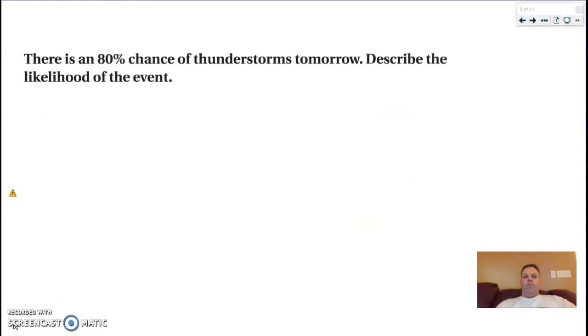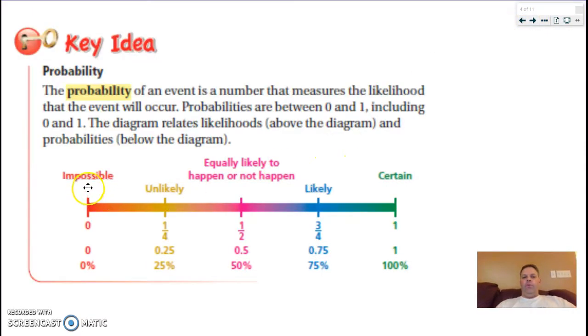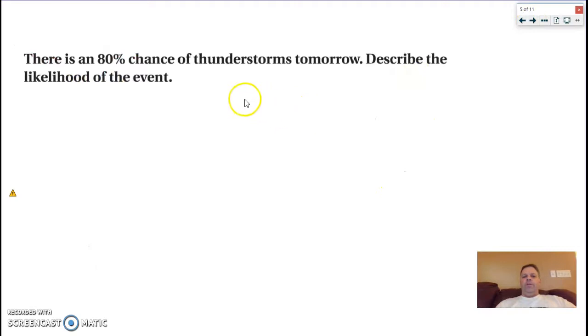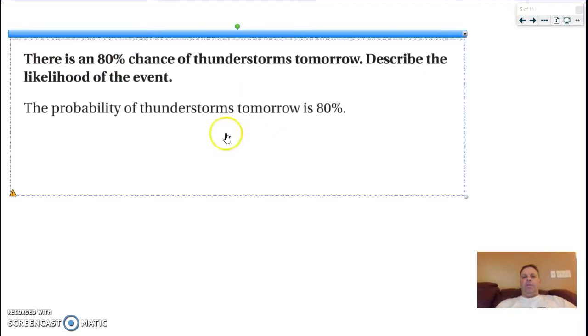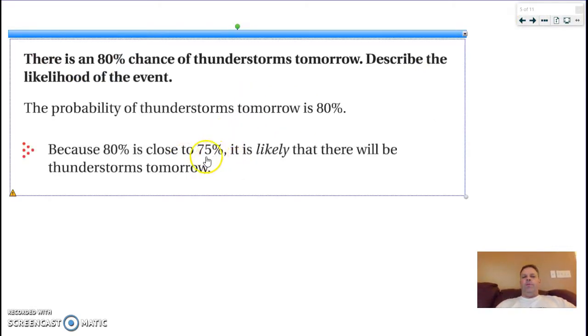In this example, there is an 80% chance of thunderstorms tomorrow. Describe the likelihood of the event. As I go back to the likelihood, we will either use impossible, unlikely, equally likely, likely, or certain. Since I know that it is 80%, that is close to 75%, so it is likely that there will be thunderstorms tomorrow.